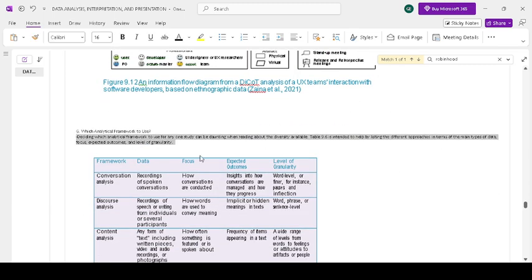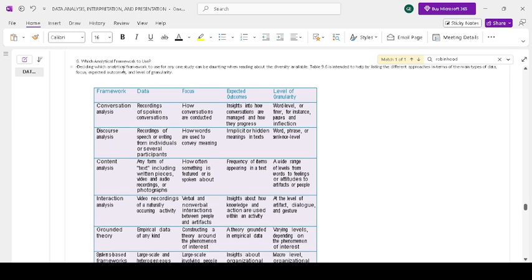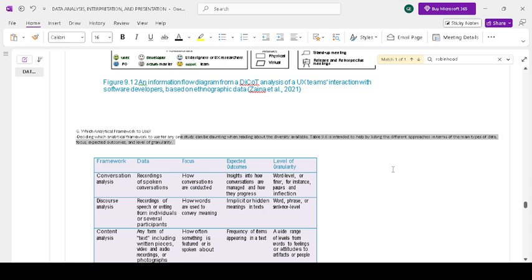Which analytical framework to use? Deciding which analytical framework to use for anyone's study can be daunting when reading about the diversity available.